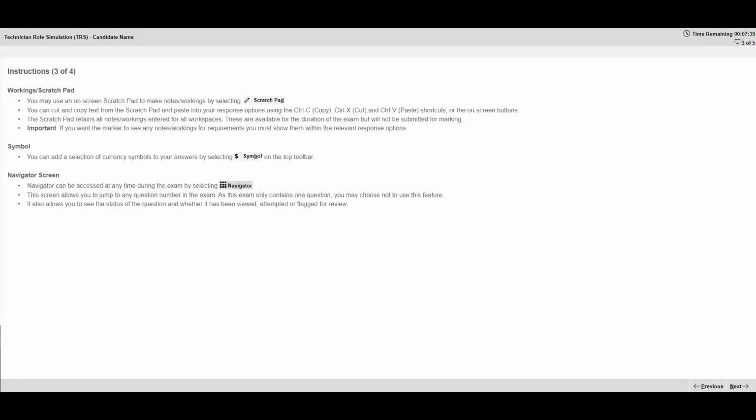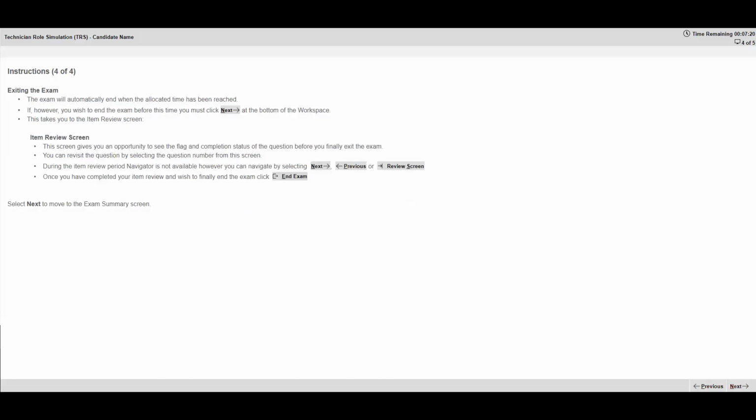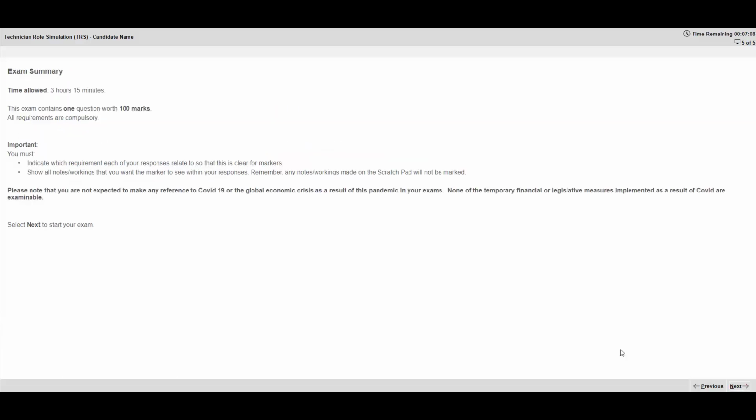The third screen of instructions gives further information, including accessing the scratchpad and entering a symbol into the workspace. Again, let's move on. The final screen of instructions is about reviewing your answers and finishing the exam. We'll move on one last time. And we've now come to the exam summary screen. It's here where we'll talk about exam strategy.